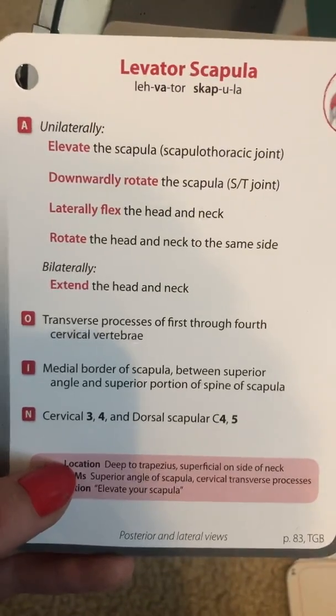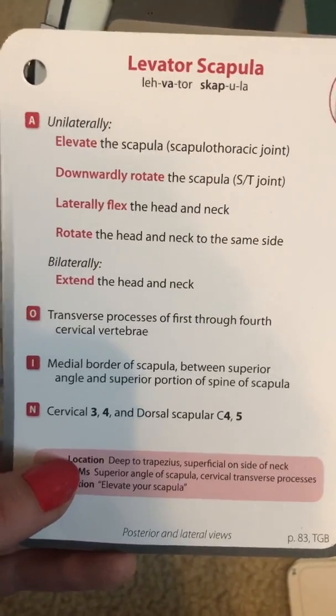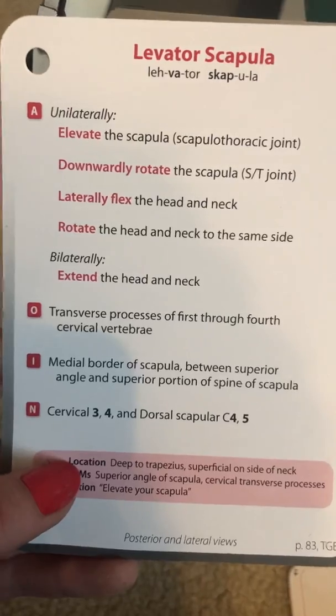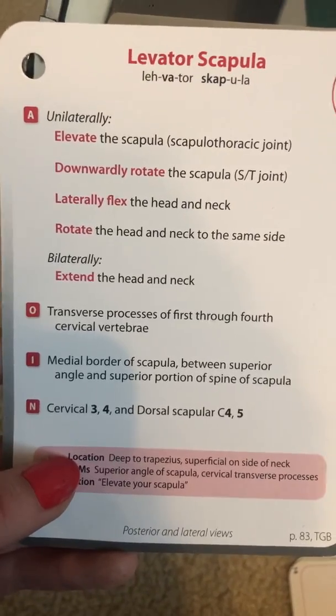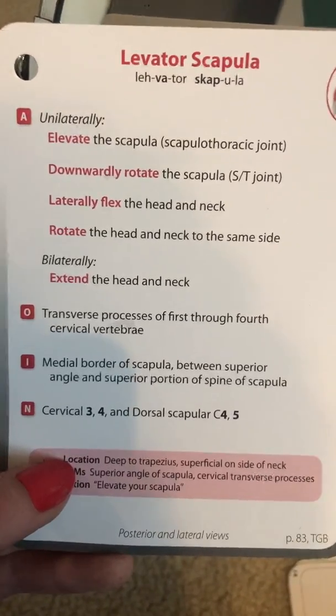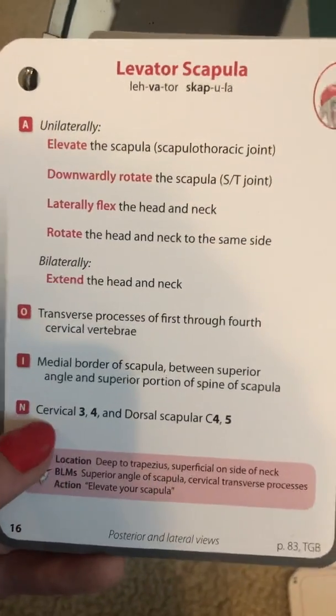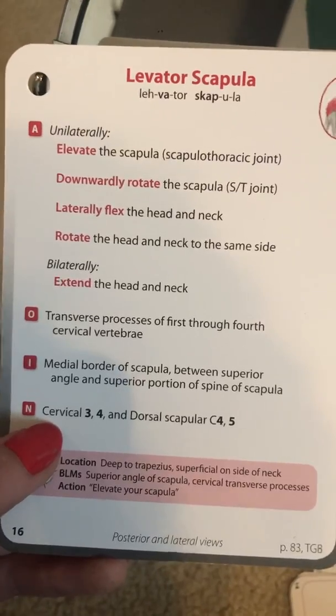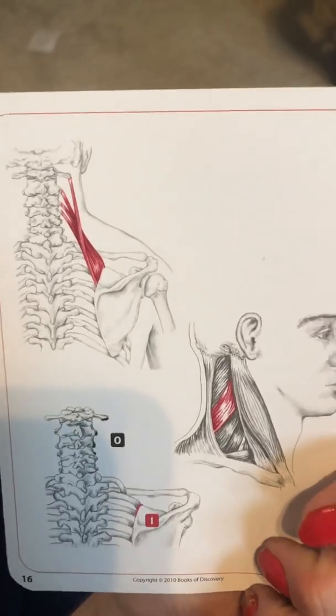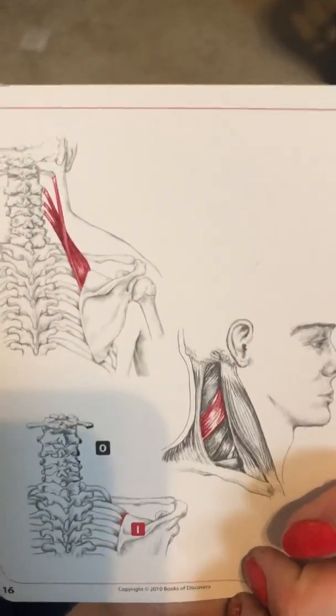Origin, transverse processes of 1st through 4th cervical vertebrae. Insertion, medial border of scapula between superior angle and superior portion of spine of scapula. Nerve supply, cervical 3, 4, and dorsal scapular. Levator scapulae.